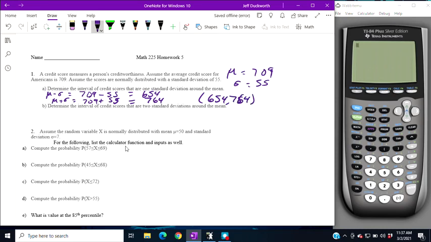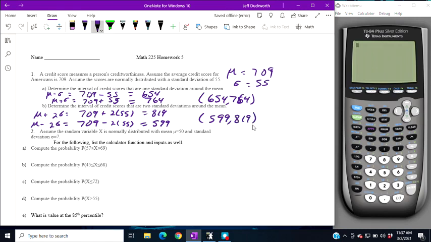Part B is the same thing, only we're going to do two standard deviations. So the mean plus 2 sigma. So we're looking at 2 times 55, and that comes out to 819. And the mean minus 2 sigma, and that comes out to 599. So we're going from 599 to 819, and that's it. All right.